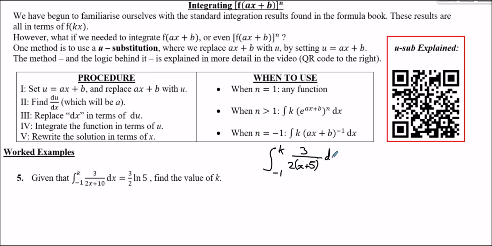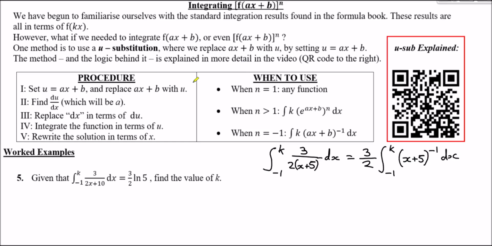So if I write it like this, I can now see that this is 3/2 of 1 over x plus 5. So I can take that 3/2 out as a constant. We've got it between k and -1. And now because it's x plus 5 but 1 over it, I'm going to say that's the same as x plus 5 to the power -1 dx.